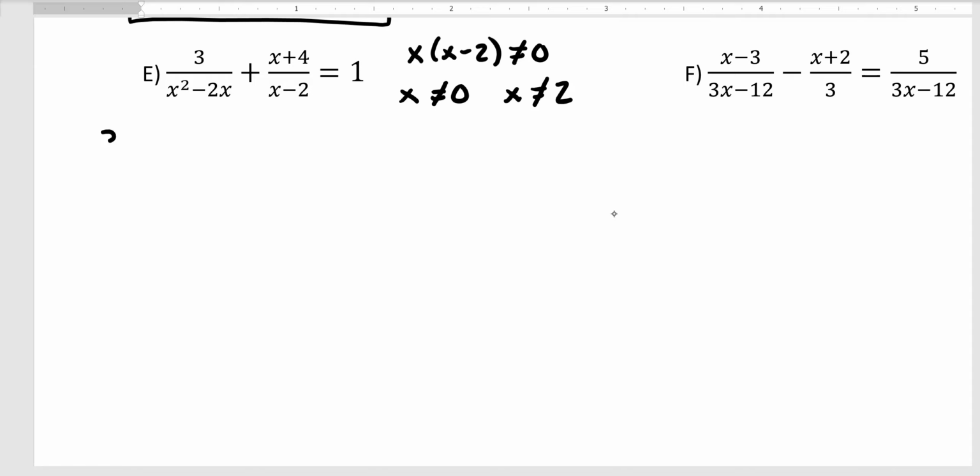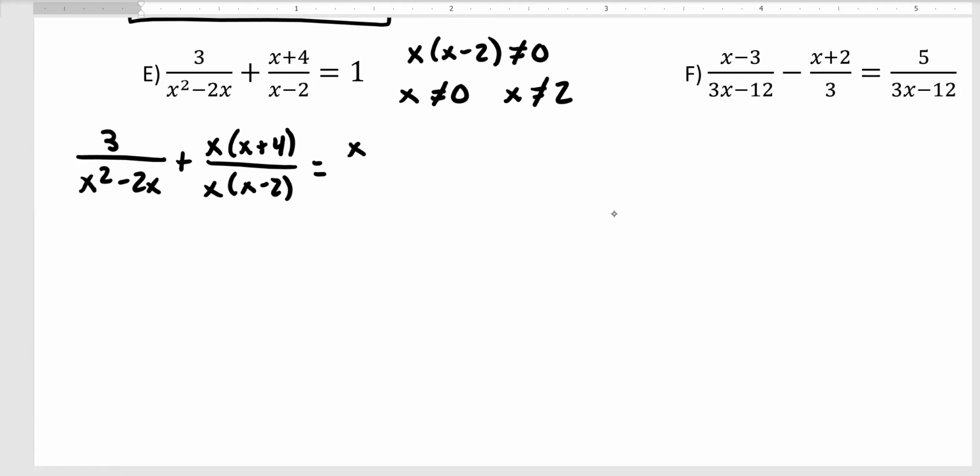All right, so we have x times x minus 2 would be the factors of my common denominator. Now that can't be 0, so that means that x cannot be 0 and x cannot be 2. So I have 3 over x squared minus 2x plus, I'm going to need to multiply this one by x on the top and the bottom. So x times x plus 4 and x times x minus 2 equals, and then 1 is just x squared minus 2x over x squared minus 2x.